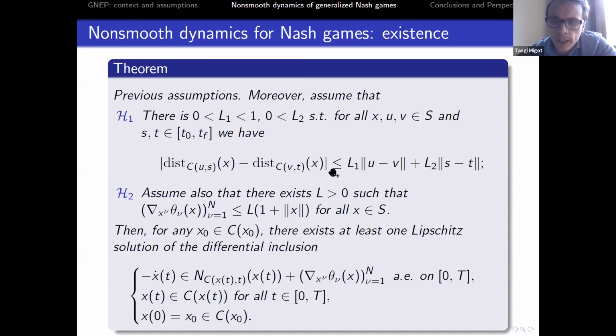So if you remember from the beginning, I have this contraction assumption, which we recognized here again, that the distance must satisfy some contraction property with respect to u and v, and just a Lipschitz property with respect to the time, or the regularization parameter, depending on your point of view. Then assuming that your gradients are not going crazy, you will have a Lipschitz solution of the differential inclusion. So if some of you are quite surprised that it's a Lipschitz solution and not absolutely continuous, it's because we are living in a strongly compact set. So the solution will be Lipschitz here.